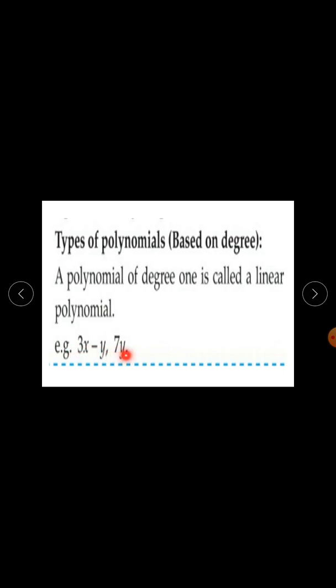Next, 7y. In 7y, y power is 1, so degree of this polynomial is 1. That's why it is a linear polynomial. So a polynomial of degree 1 is called a linear polynomial. So 3x minus y, 7y, etc. are examples of linear polynomial.